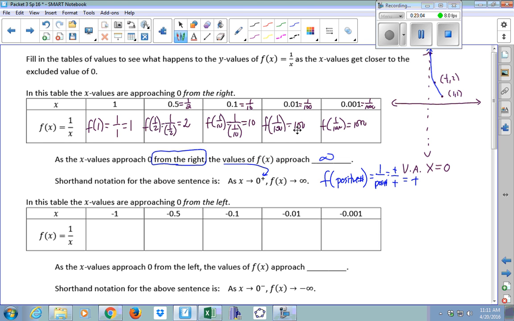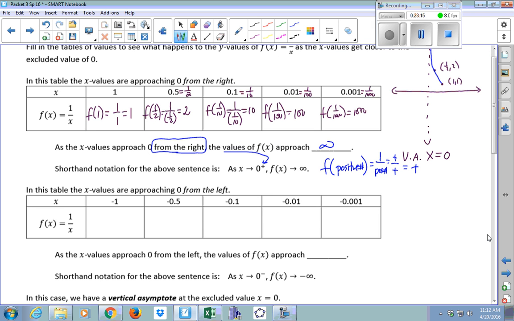So as Jasper was sort of thinking ahead, what happens now when we approach 0 from the left of 0? That means all your numbers that you put into your function, all your input, will be negative numbers. So f of -1 is -1. So over here, I'm at -1, -1, okay? And then f of -1/2 is -2, okay? And as I get closer and closer, I'm getting closer and closer to negative infinity. So this is going down.